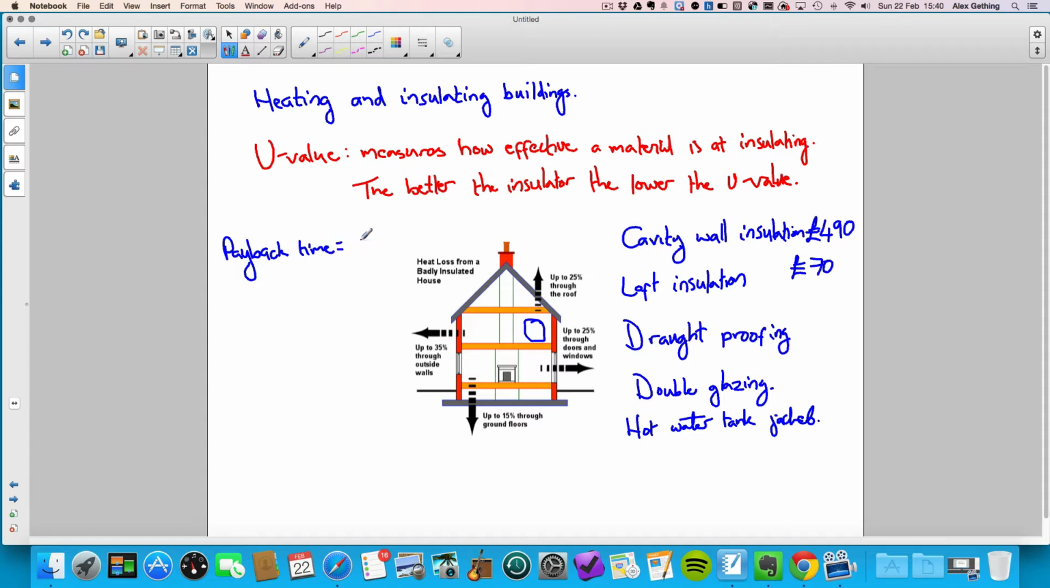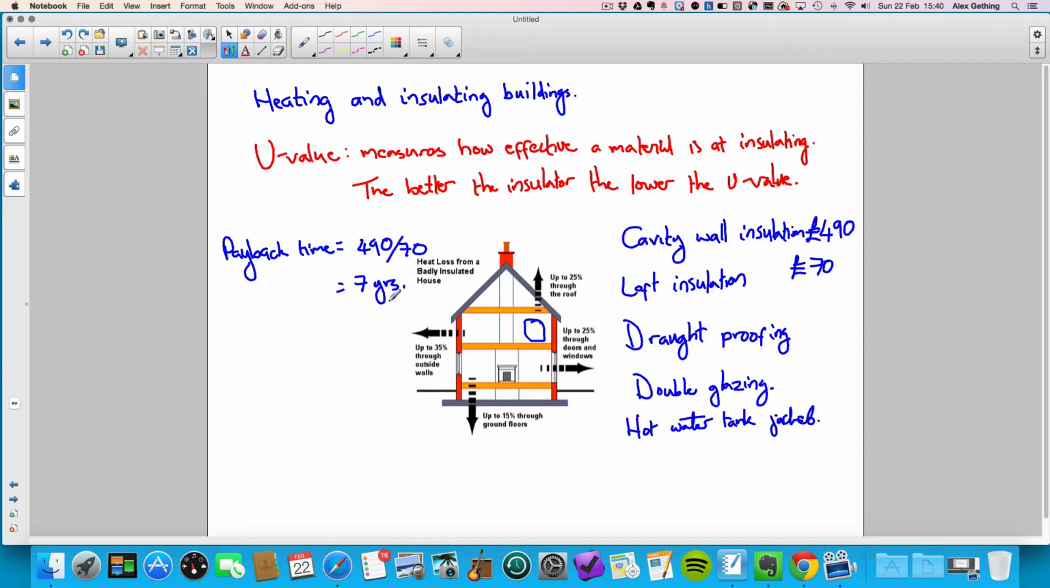would be 490 divided by 70. This is why you should always have a calculator in the exam, by the way, unless you can do this in your head. I can't. And that would take 7 years. So if you're staying in a house for 7 years or more, or plan to, and it costs £490 to have that done, then you should get that done, because after 7 years it's going to start saving you money on your heating bills.